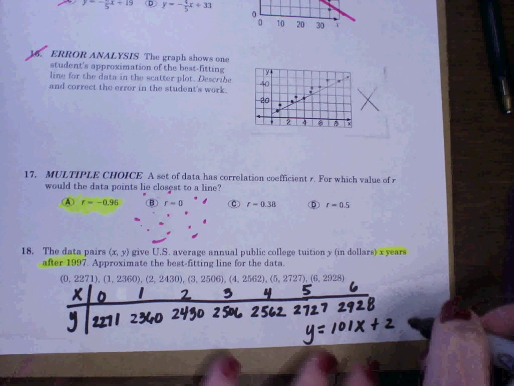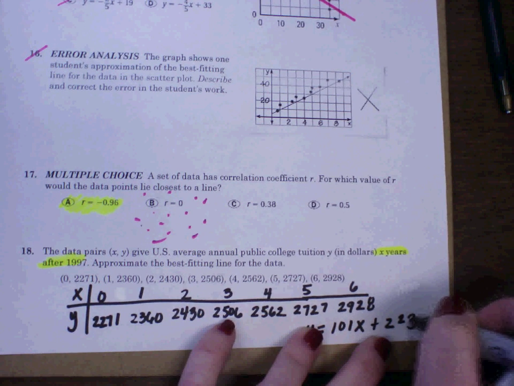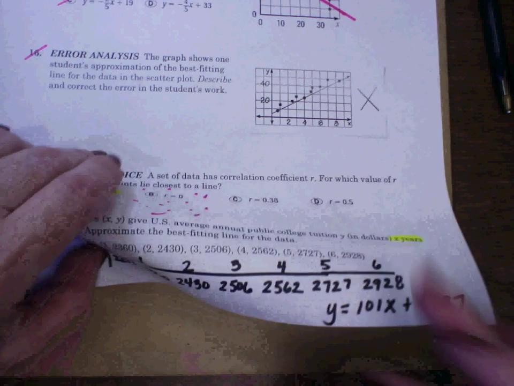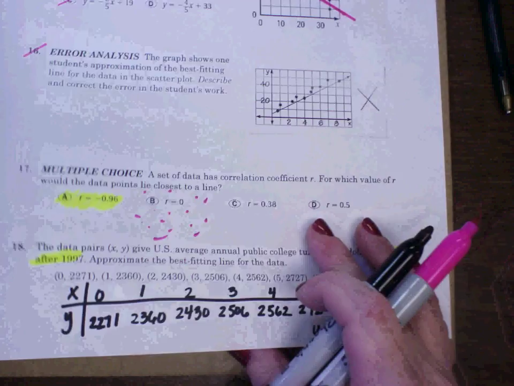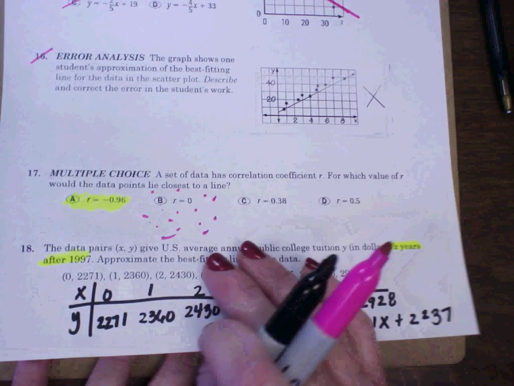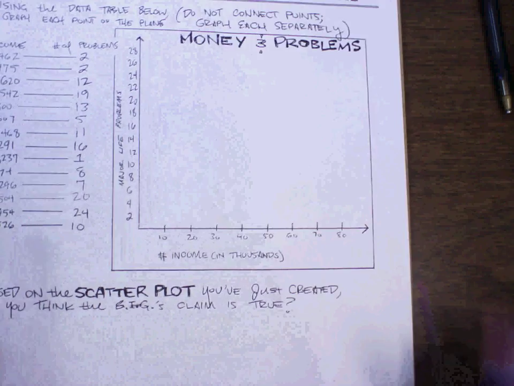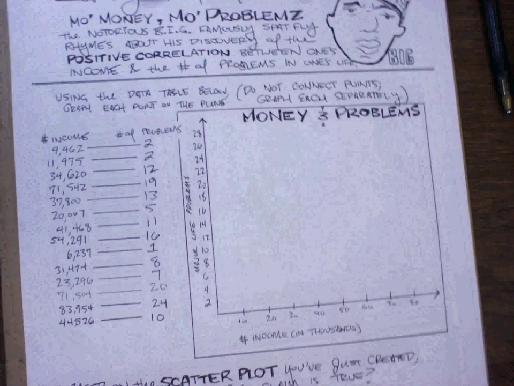Who's getting 101? All right, so 101x? 2,200 and? Does everybody agree? All right, so any other questions about this one? Nope. All right, are we good? All right, next one.